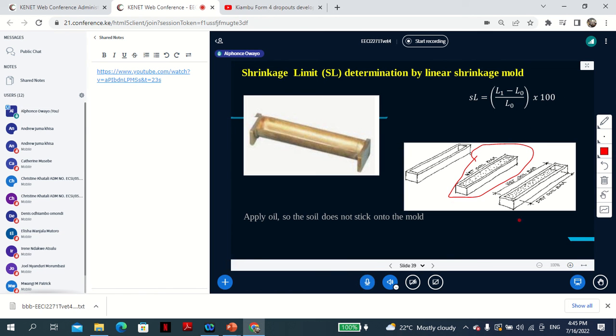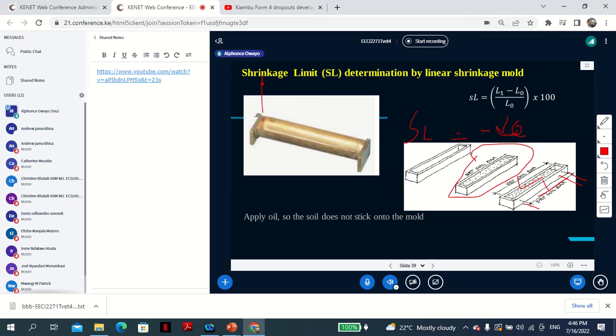So L1 is the new length. After it shrinks, it will have some length smaller than the original length, and you can see the shrinkage is going to be a negative value, of course, because the soil after drying is going to be shorter, obviously, than it was before.